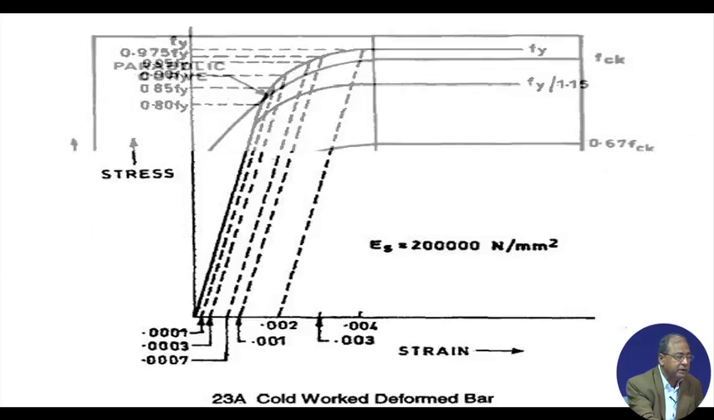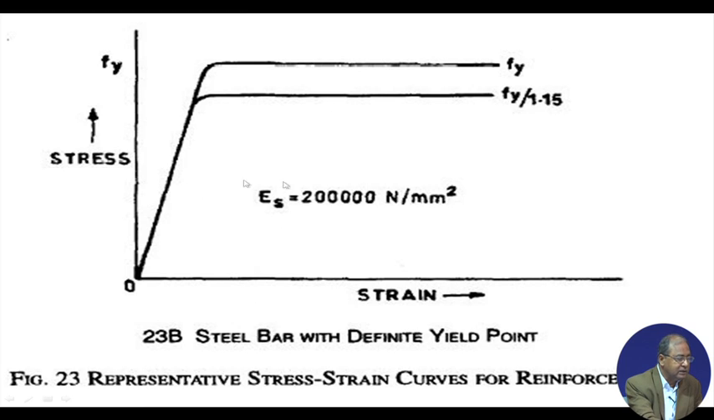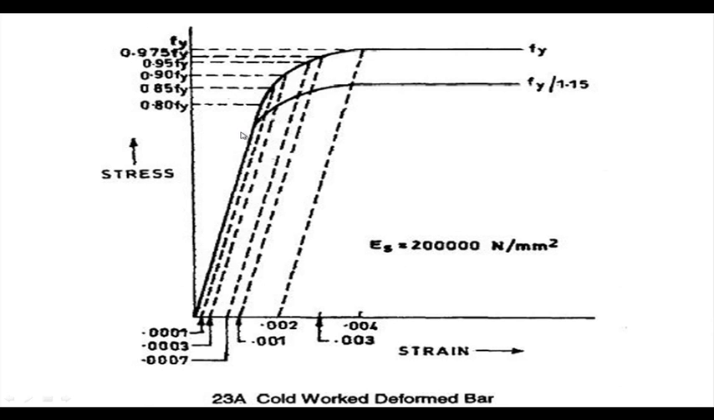Now, this is for cold worked deformed bar. Here this is the actual curve, and we get Fy by 1.15, and that value we get here. This is for mild steel. Again, this particular one gives Fy by 1.15. This value continues the same up to here, after which we get a little less.